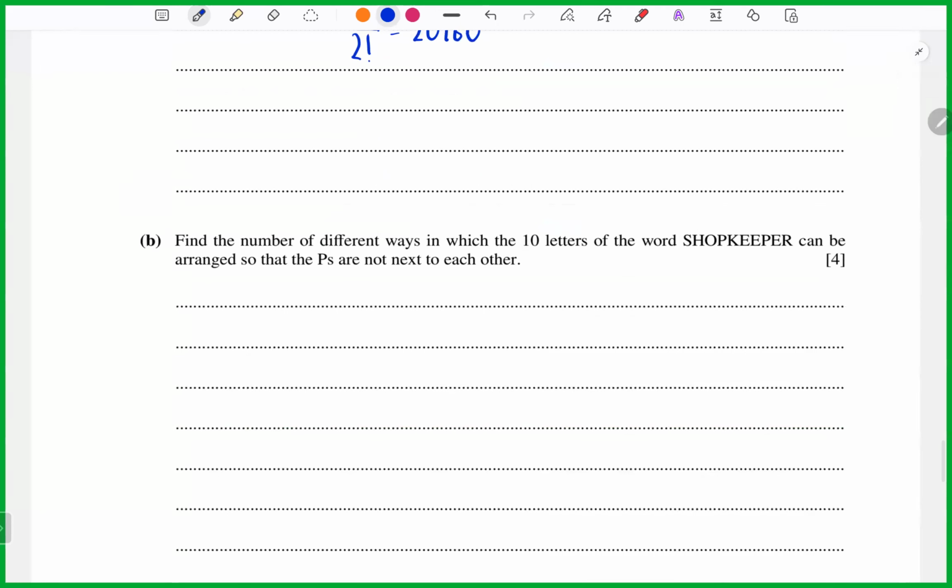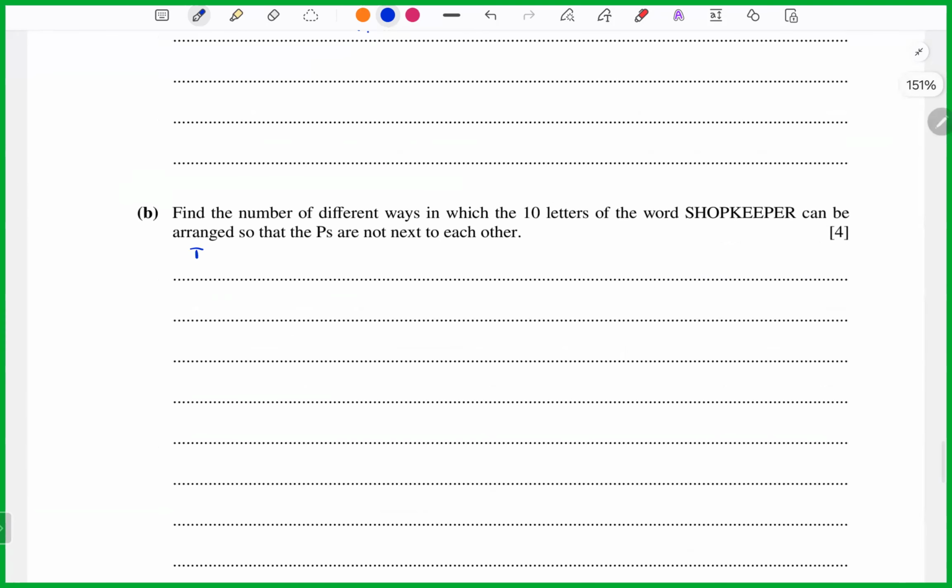Okay, let's look at the P. Find the number of different ways which the 10 letters of the word shopkeepers can be arranged so that the P are not next to each other. When you see these questions, you find the total number of ways, and find the number of ways when P is together.